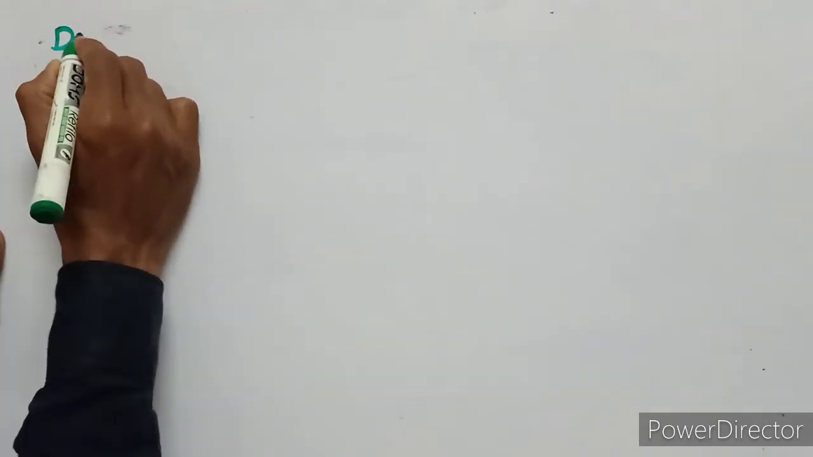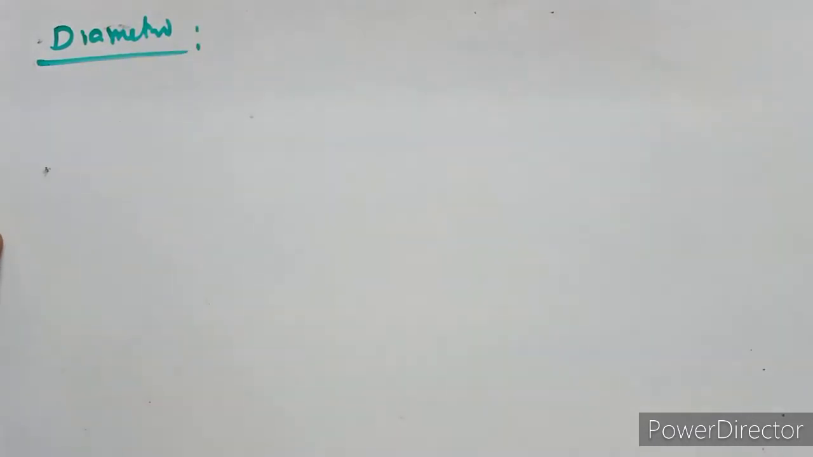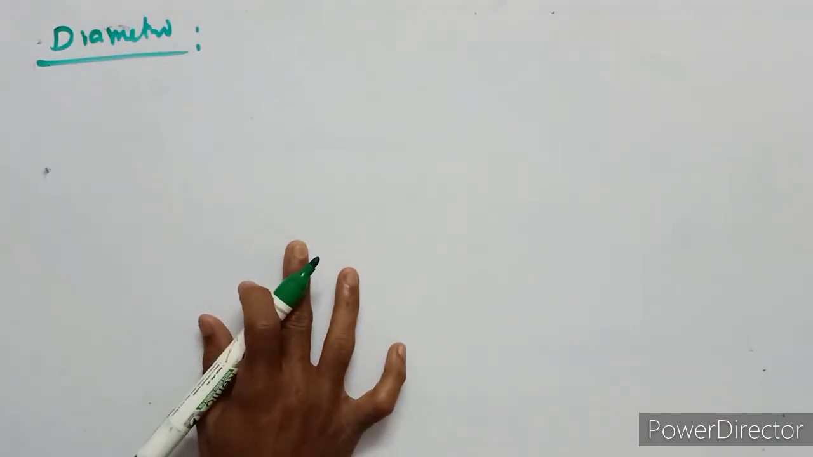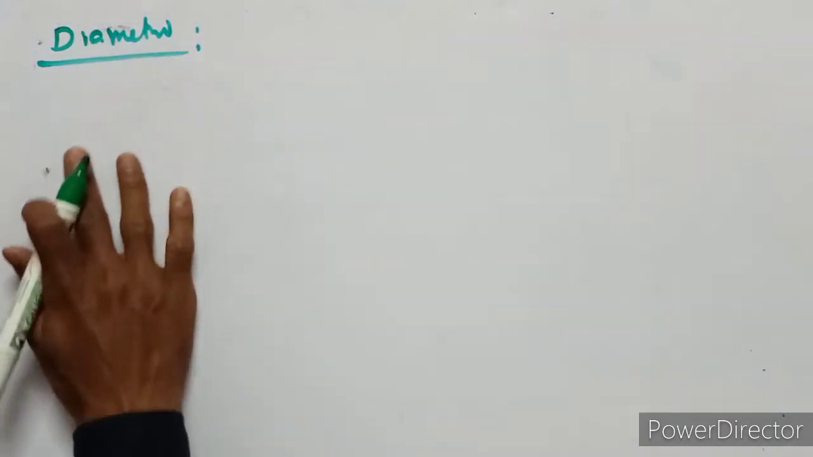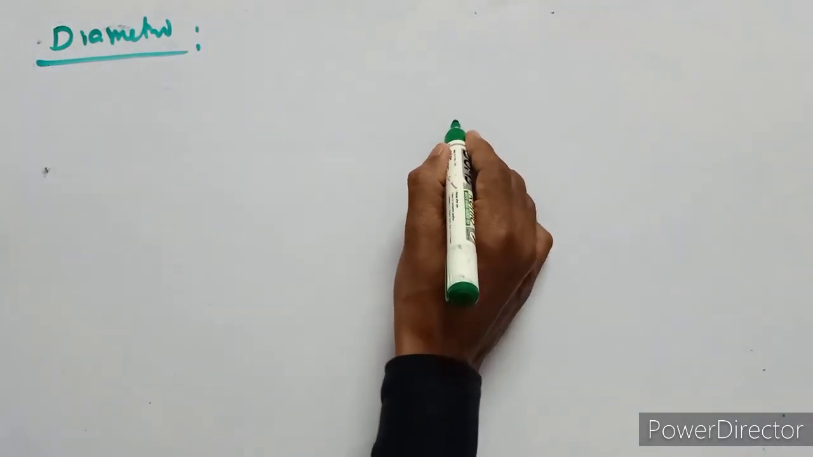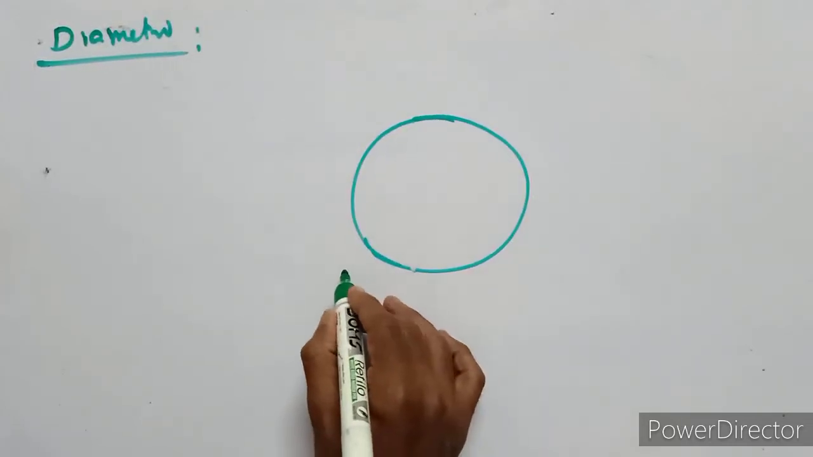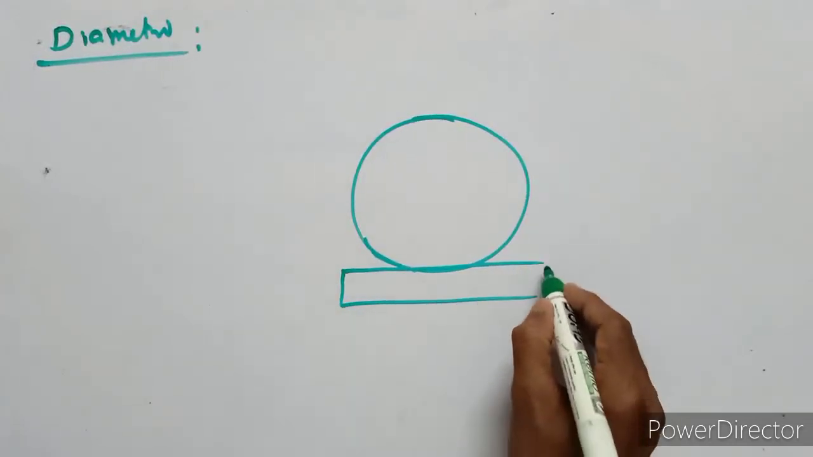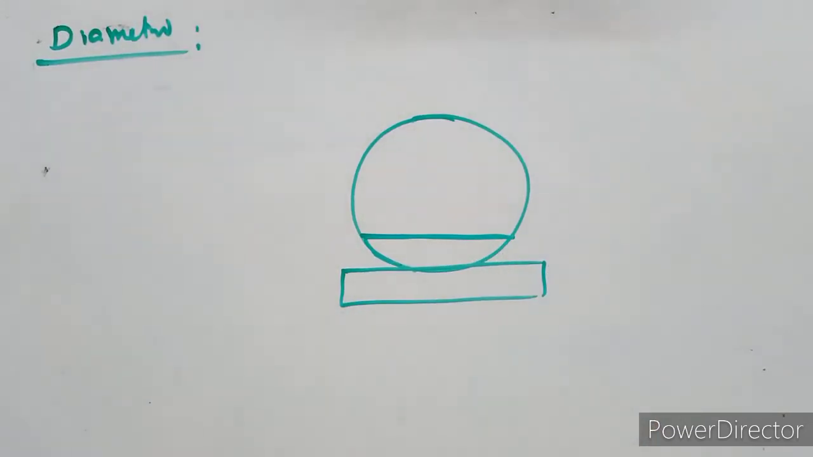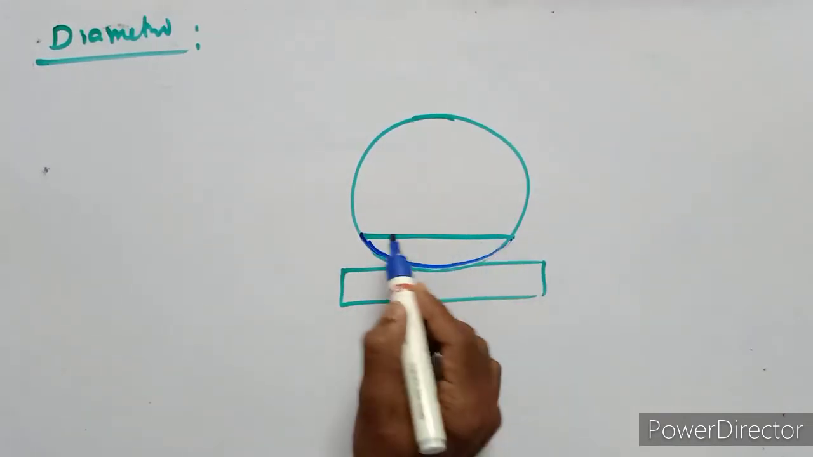Diameter of the rings. The purpose is to calculate the diameter of the ring. Construct the circle along the plane of the convex lens. For example, this is the plane of the convex lens.